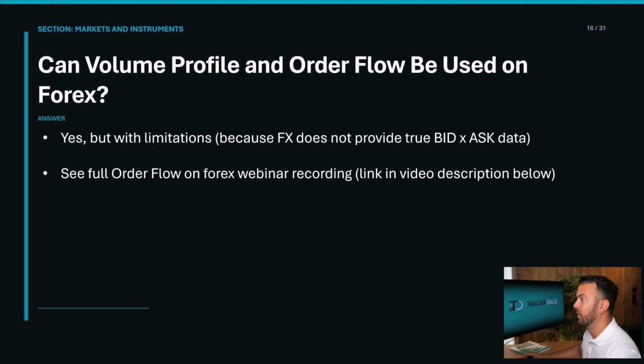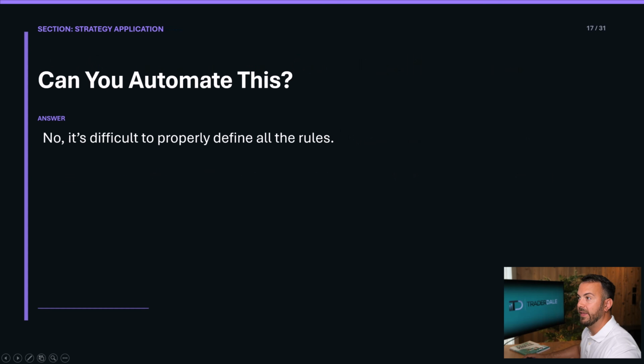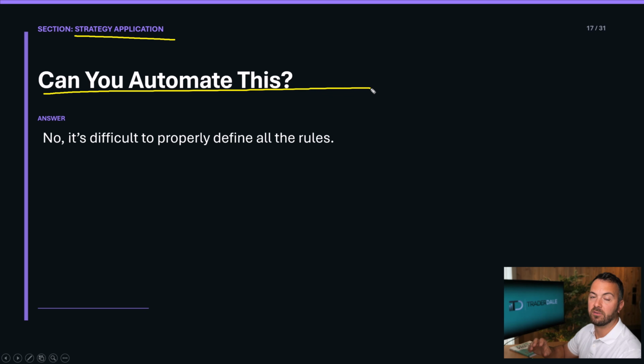Now the next part of the questions is about strategy application. Question number 17, can you automate this? I tried several parts of the strategy, but I didn't really get good results. It was just difficult for me to properly define all the rules, like the market context.